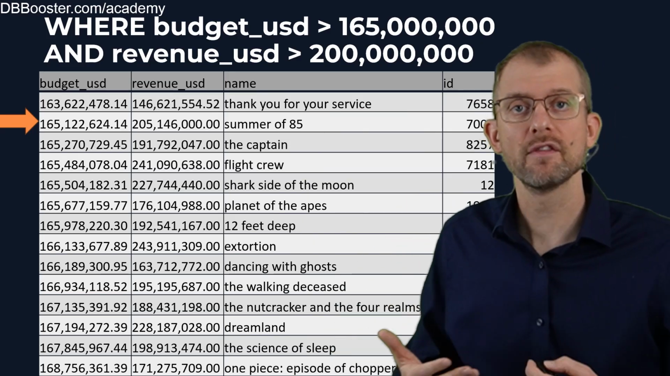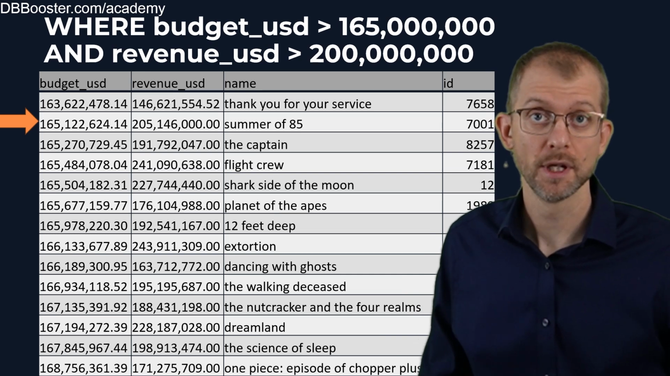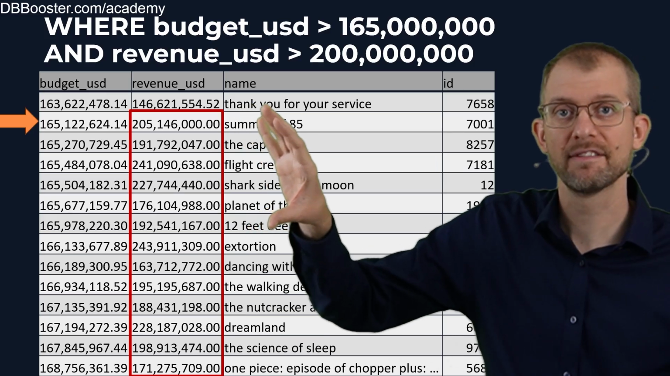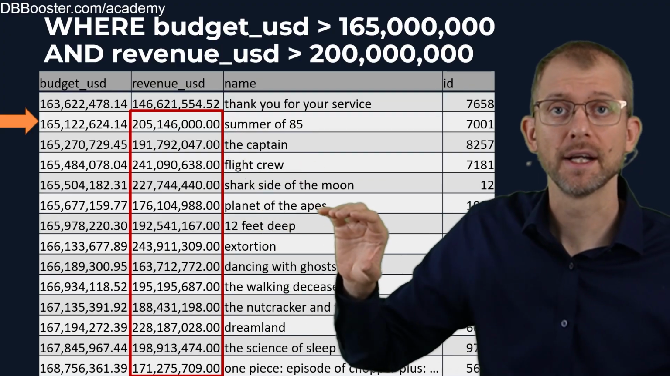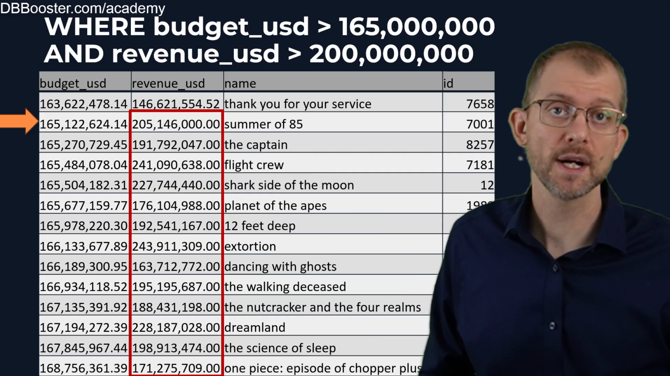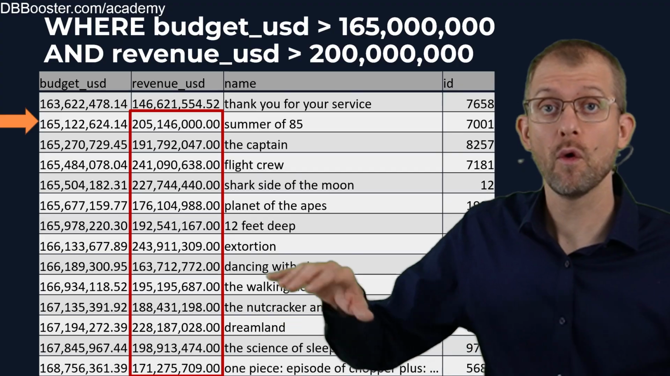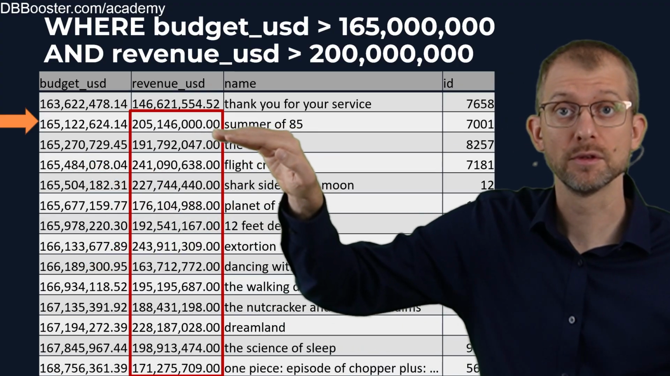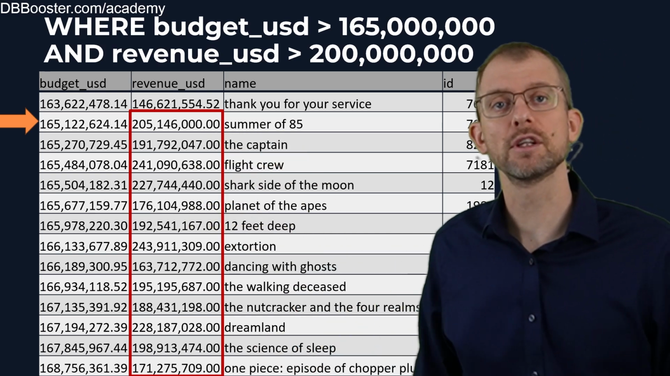That's because revenue is ordered only within a single budget value, not across multiple budget values, as you can see here. For movies with a budget greater than 165 million, the revenues are 205, 199, 91, 241, 227, 176, and so on. So the database has to scan all rows that satisfy the budget condition and check the revenue value for each of them. This means that the revenue acts as a filter predicate.